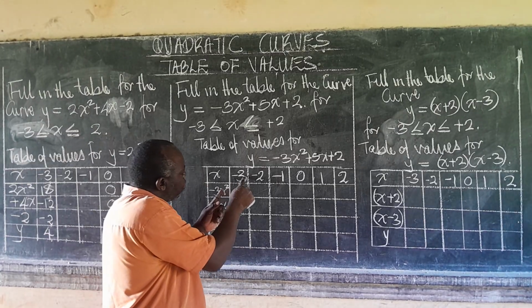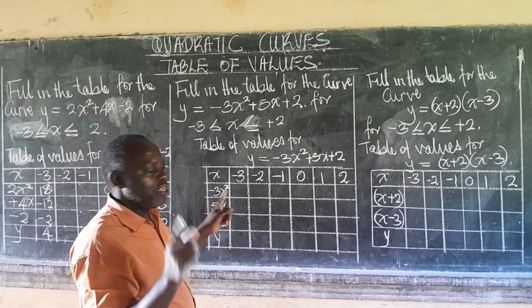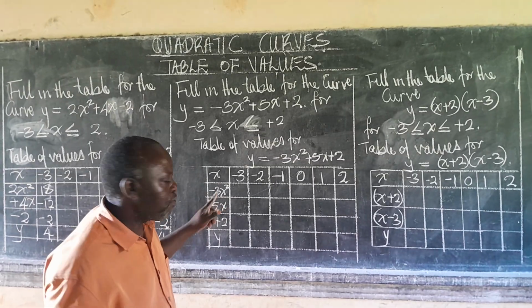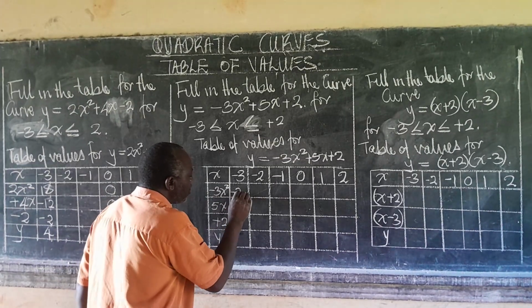So negative 3 squared is 9. 9 times 3 is 27. So make it negative 27.